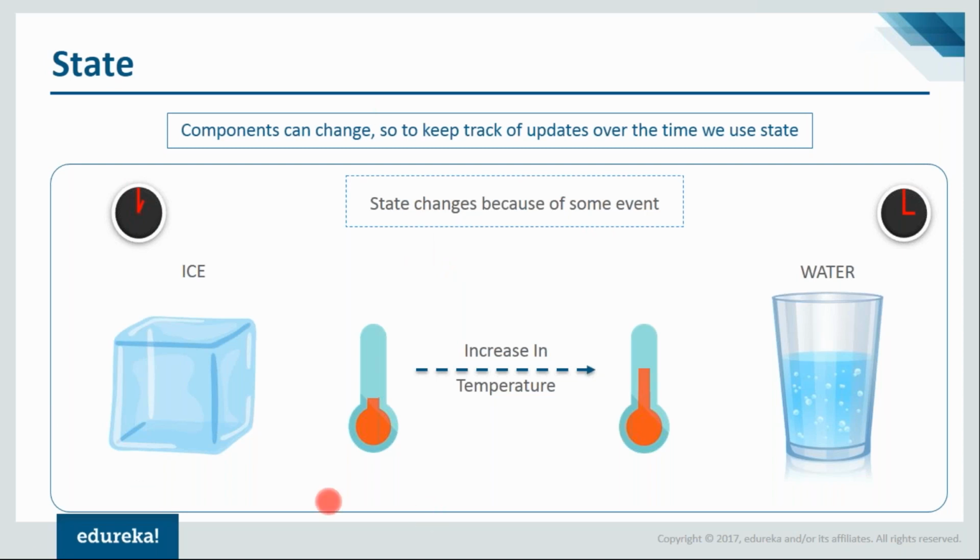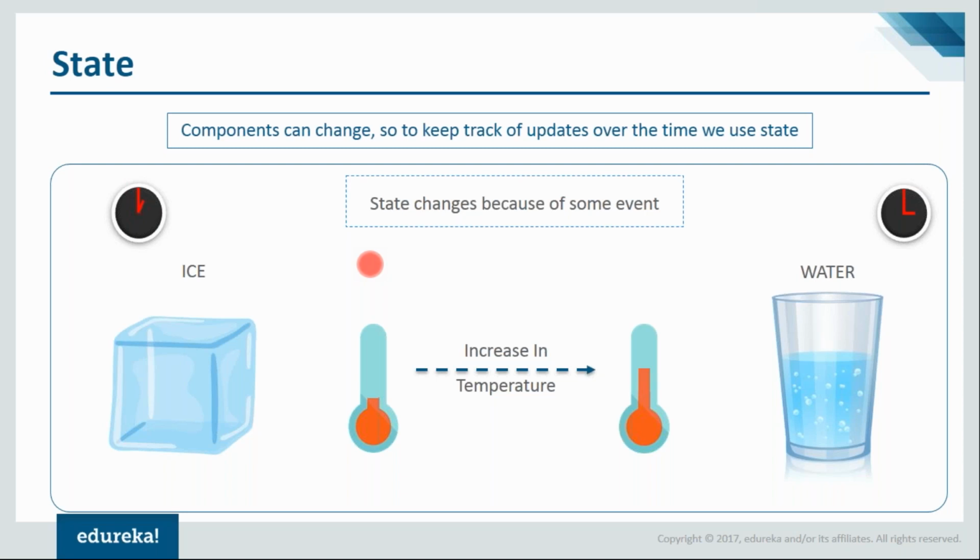To give you an example, let's see this. There will always be a change in state with respect to time or with respect to other factors, right? That is being explained over here, where there is ice, and when the temperature increases, this ice melts into water, correct? And this change in state is because of some other factor. Now because of such factors, you might also want certain changes to happen in your web page. So at those times you would want to use state.